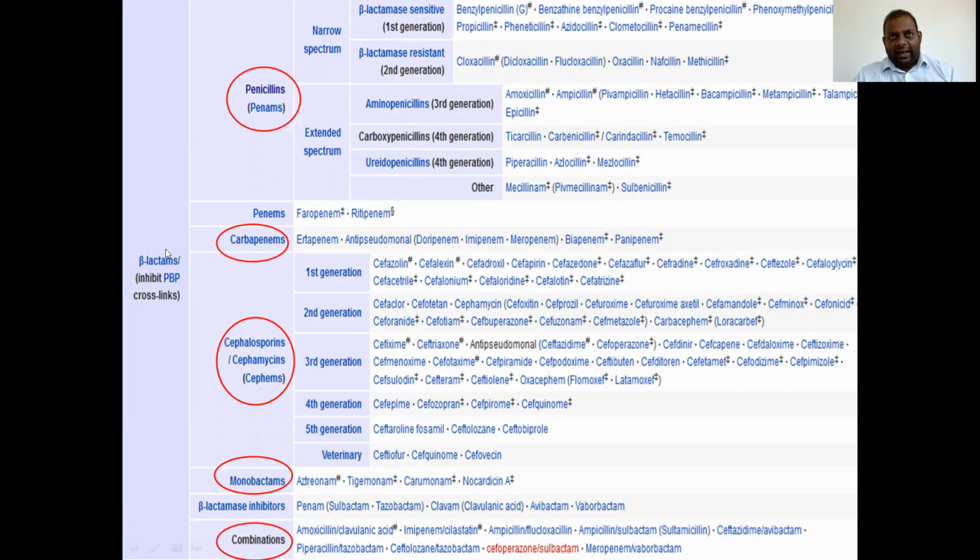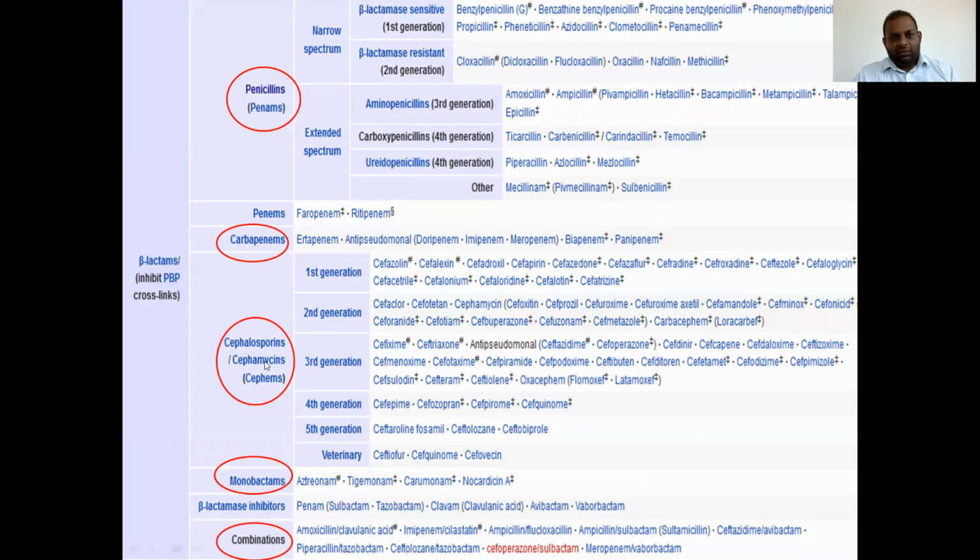These are beta-lactam antibiotics. You are familiar with this: penicillins, cephalosporins, monobactams, carbapenems, and combinations. Penicillins, again, are narrow spectrum and extended spectrum. Narrow spectrum is often the penicillins, also beta-lactamase resistant ones like cloxacillin, flucloxacillin, dicloxacillin. The extended spectrum can again be classified as aminopenicillins, carboxypenicillins, and ureidopenicillins. Amino, more towards amoxicillin, ampicillin; carboxy, it is ticarcillin; ureidopenicillin, piperacillin.